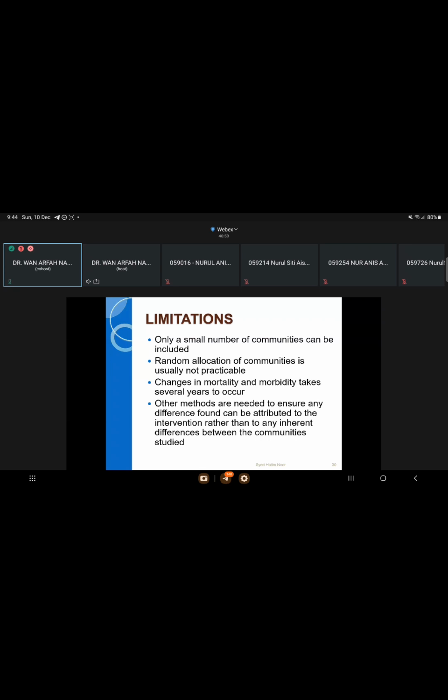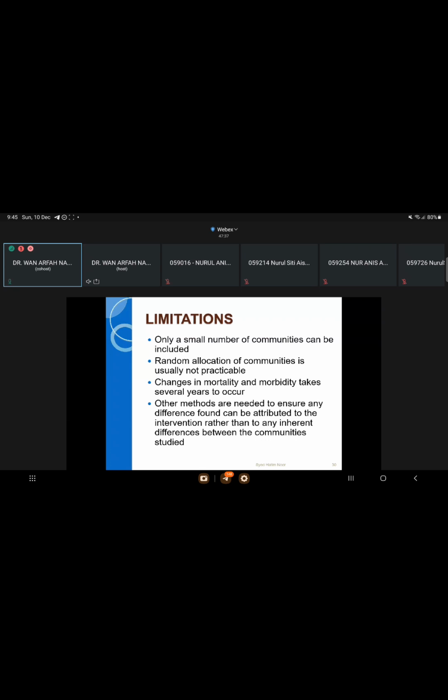Changes in mortality and morbidity take several years to occur, so if you do a short study, it is difficult to see the changes. Other methods are needed to ensure any difference found can be attributed to the intervention rather than to any inherent differences between the communities studied. When we compare communities, the baseline must be comparable. How do you compare their socio-demographic and cultural differences? It's not easy to control this.